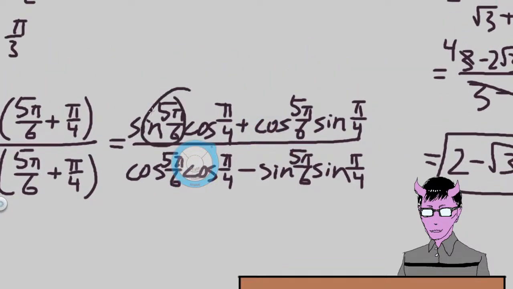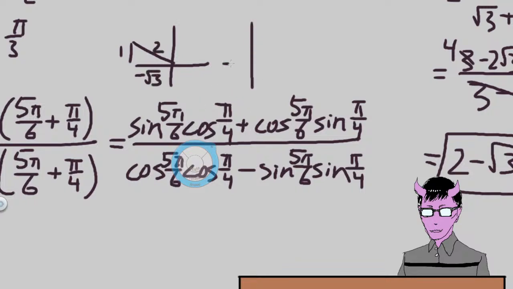Reference triangle, this is 5 is 1 short of 6, so we are in quadrant 2 with the slim angle like that. This is going to be positive 1 to negative root 3 to positive 2. This is in quadrant 1. So everything's positive. Straightforward. Alright.